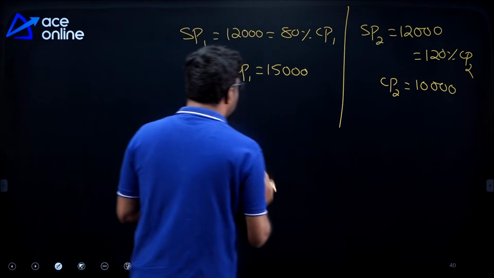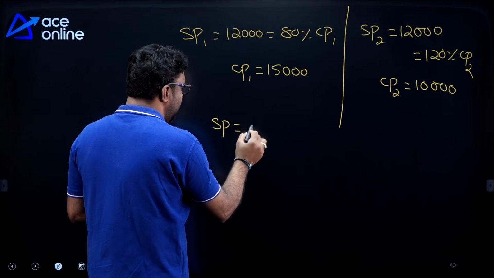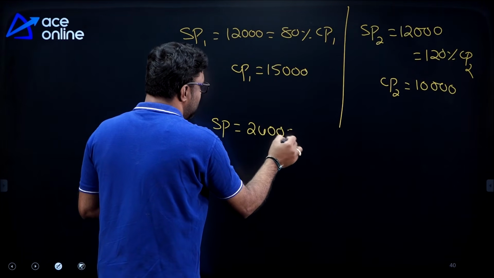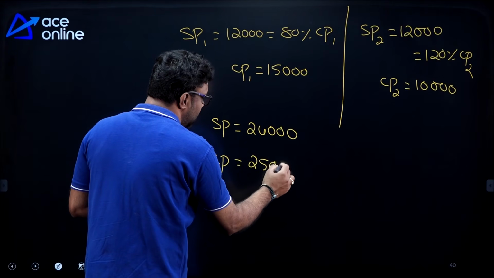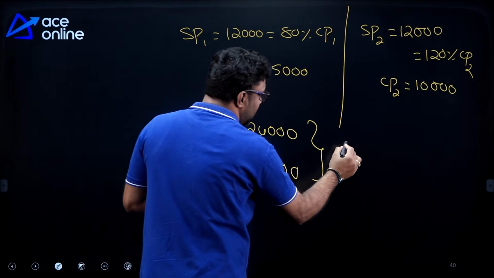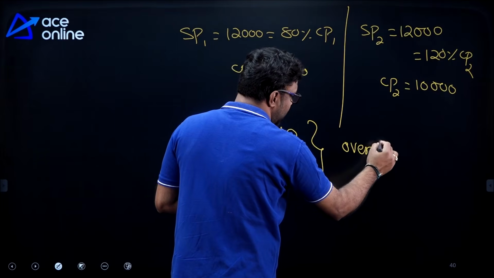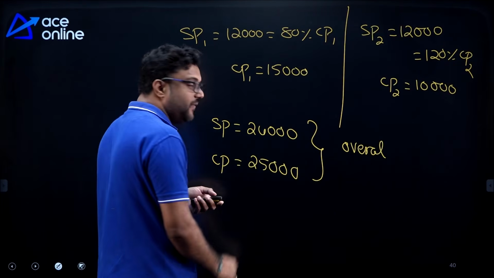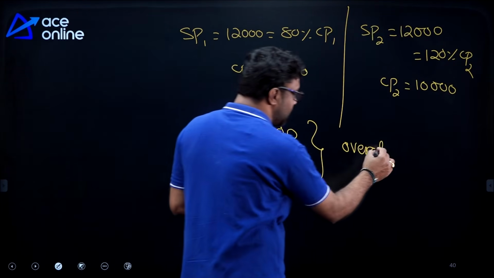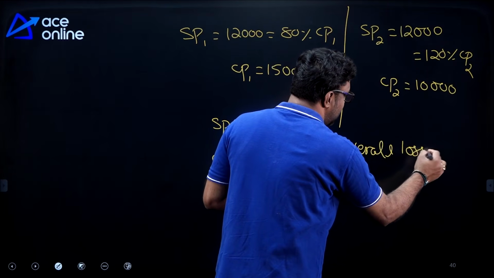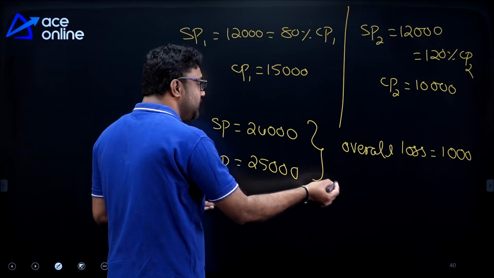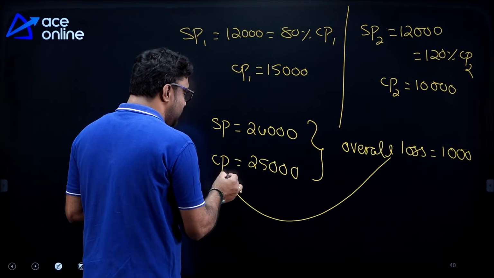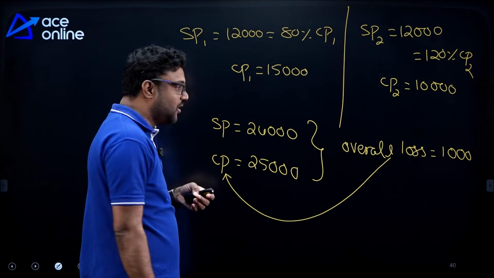Now overall SP, which means SP1 plus SP2, is 24,000. Overall CP, which is CP1 plus CP2, is 25,000. Clearly we can see there is a loss of 1,000 rupees. You purchased for 25,000 and you are selling it for 24,000. Overall we have a loss of 1,000 rupees. Now if you want the percentage, always loss or profit should be calculated with respect to cost price.